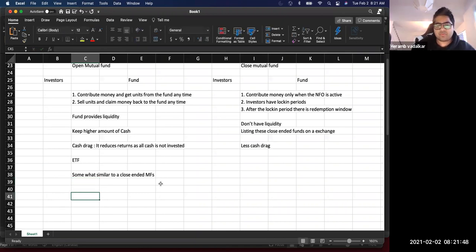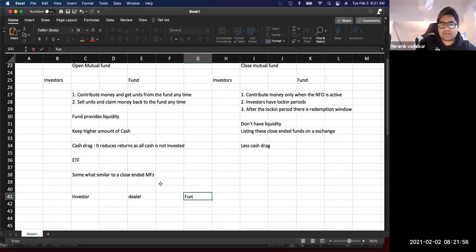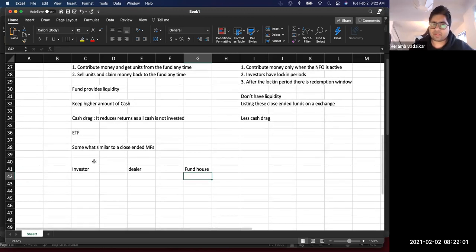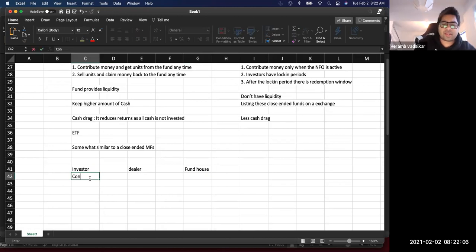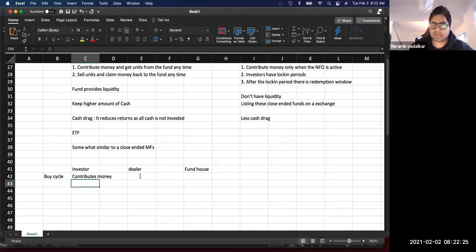So how does an ETF work? There is an investor, there is a dealer, and there is a fund house that manages that ETF. Investor, dealer, and fund house. Investor contributes money. So let's see the buy cycle.